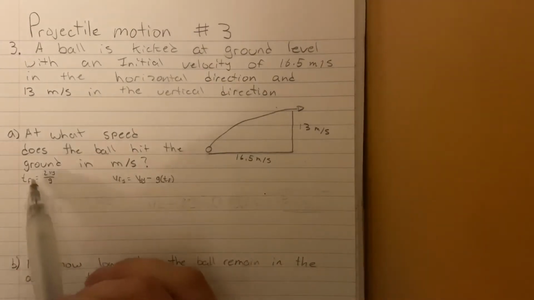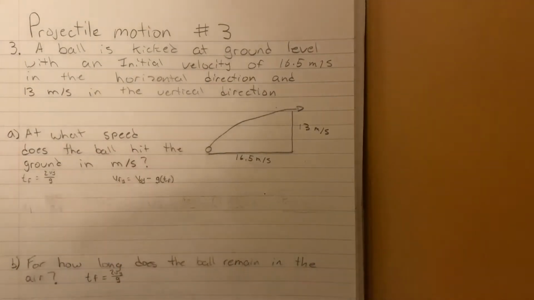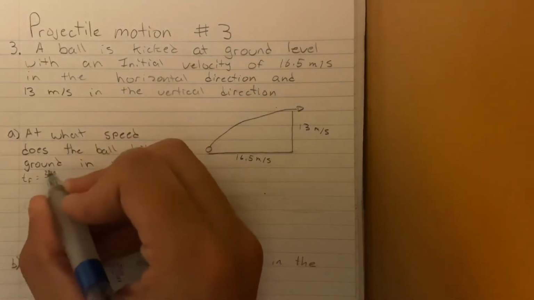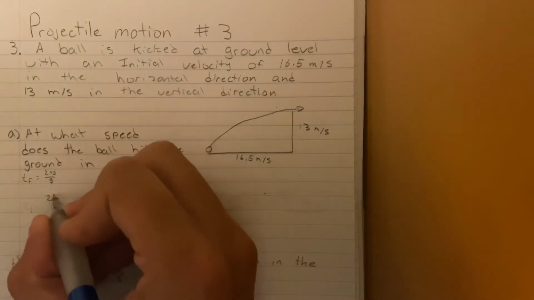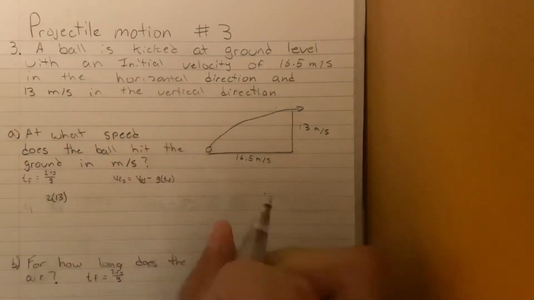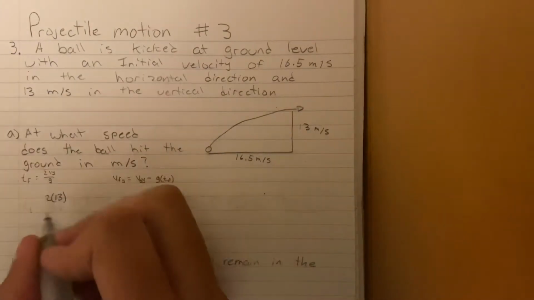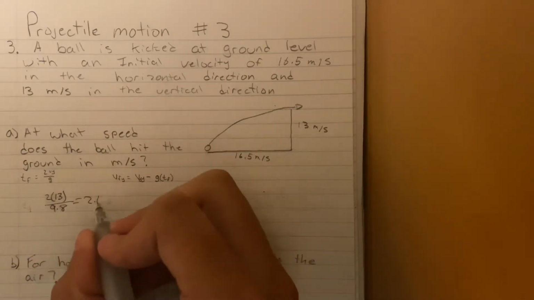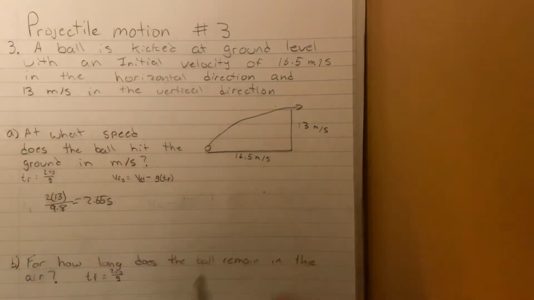So when starting this, we have to find our total time that the ball is in the air. And so for doing this, we take 2 times our initial velocity in the y direction, so 2 times 13, and then we divide that by 9.8, which gives us 2.65 seconds.